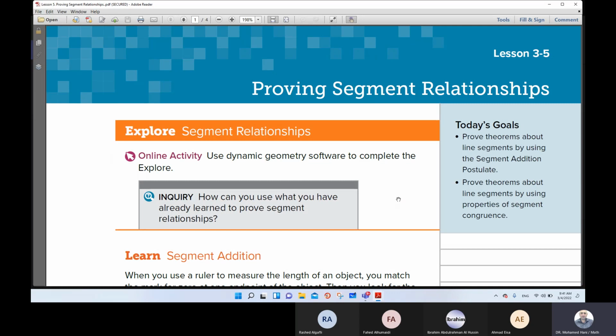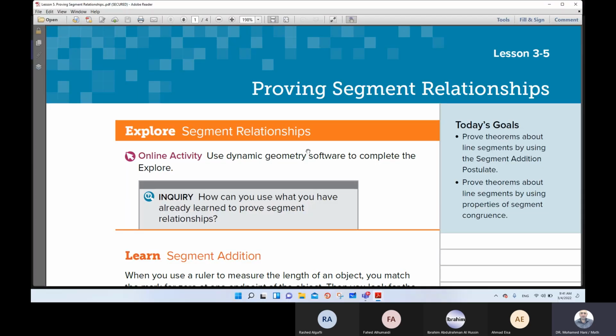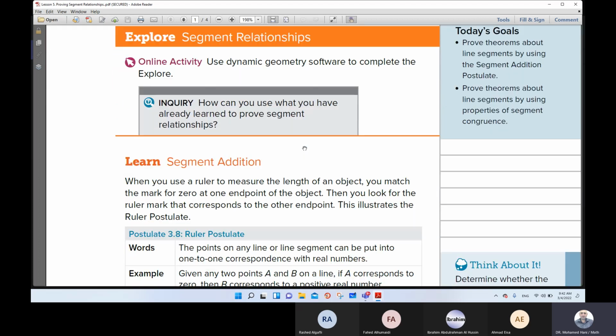Math, grade 9. Geometry. We are in Module 3, Lesson 5, Proving Segment Relationships. In this lesson, we want to learn the meaning of the segment addition.